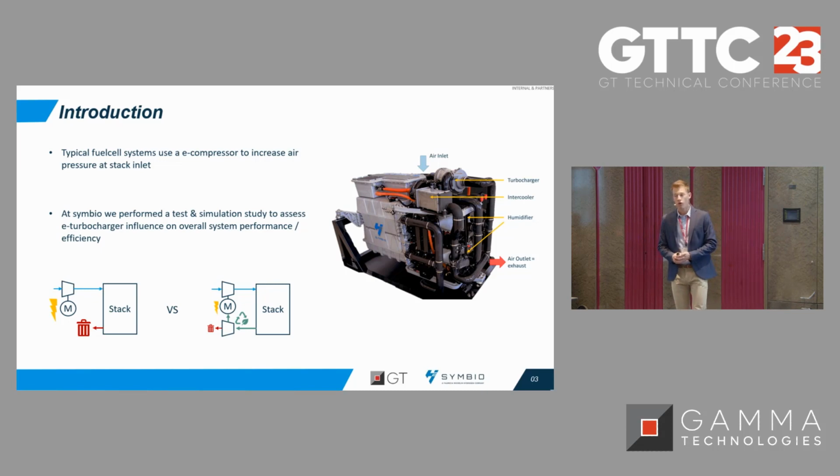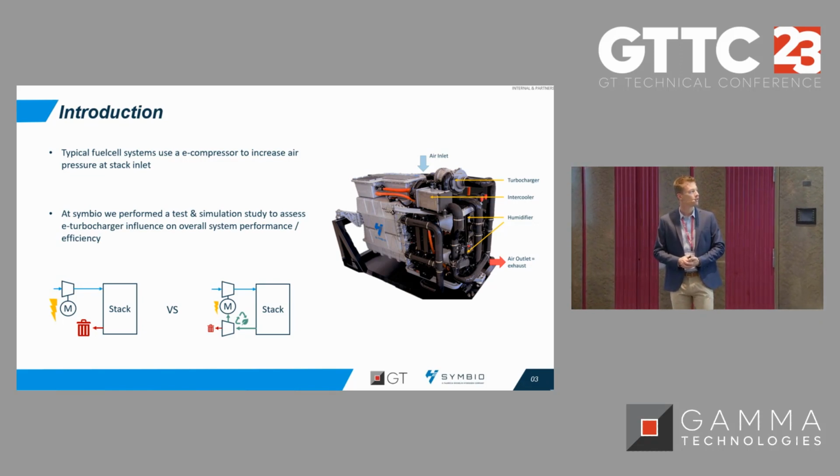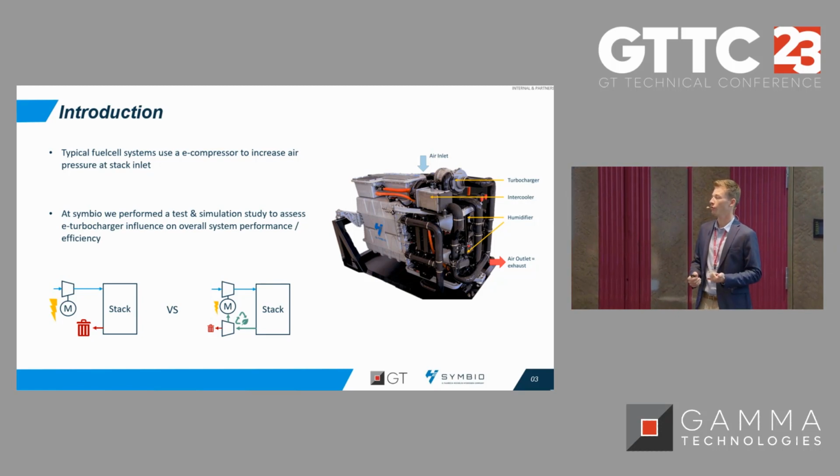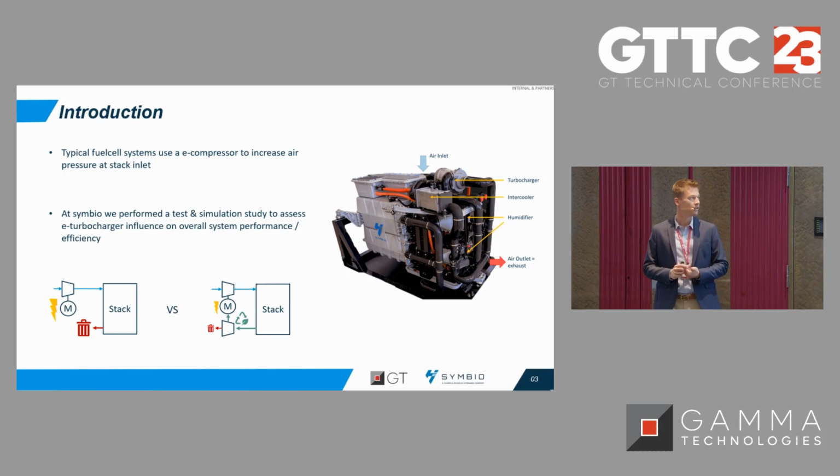As you may know, a fuel cell system is composed of a fuel cell stack, where the hydrogen and oxygen will be transformed into electricity. And in the system, we have some auxiliaries to condition the gas to have better performance and efficiency. In this specific case, we have an E-turbo compressor to increase the pressure of the air inside the system, an intercooler to cool down the air, and a humidifier to get the air at the right level of humidity.